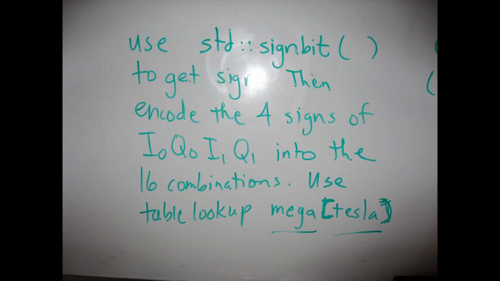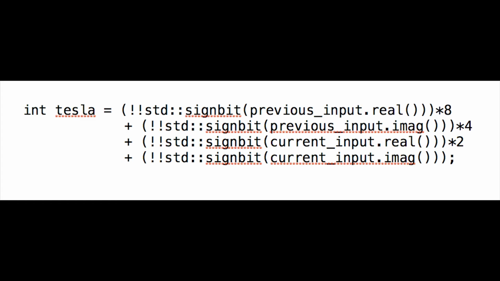The lookup is achieved by taking the signs of previous I, previous Q, current I, current Q, with the sign bit macro, and converting those sign bit results into an integer by multiplying each one by place values 8, 4, 2, and 1. This std::signbit macro returns 0 for positive values and non-zero for negative values. So, we use an old C programmer's trick to convert it into Boolean 0 or 1 by negating it twice. This trick is called the double bang. The output is a table lookup.